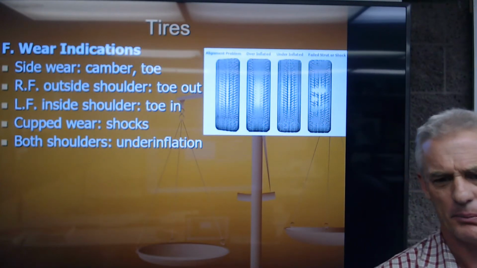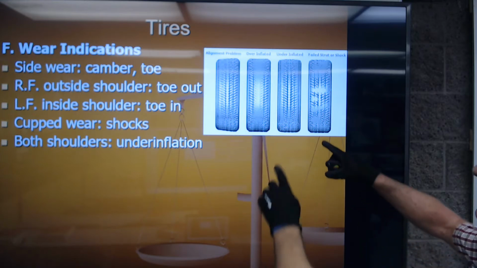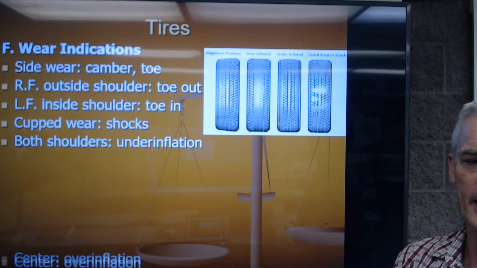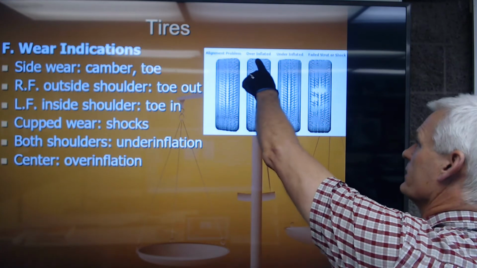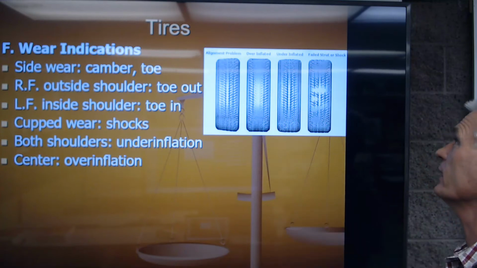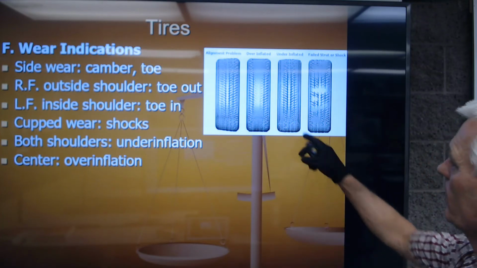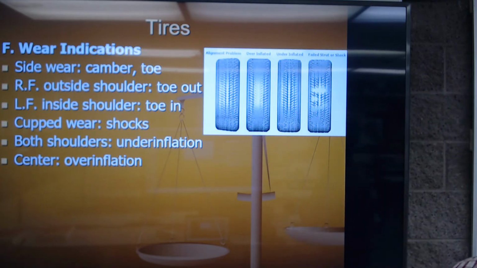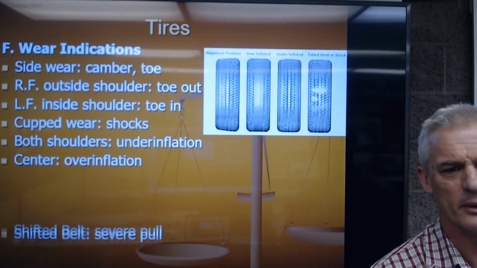Next is both shoulders wearing. So if we have tire wear on both shoulders, that would be underinflation. And center wear like this one would be overinflation. Okay, so underinflation where it's worn on both sides, overinflation where it's worn in the center.